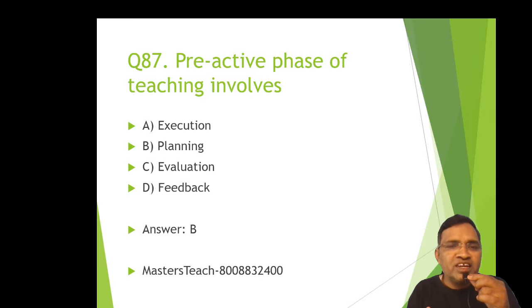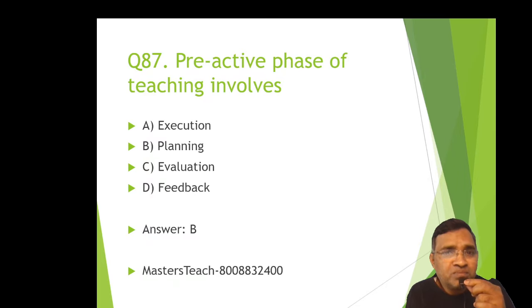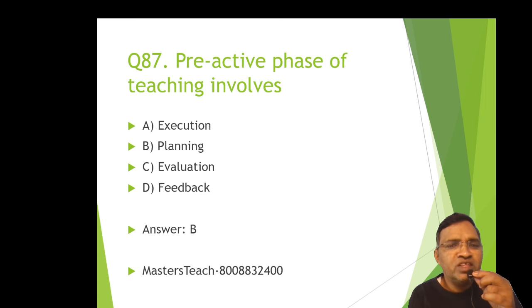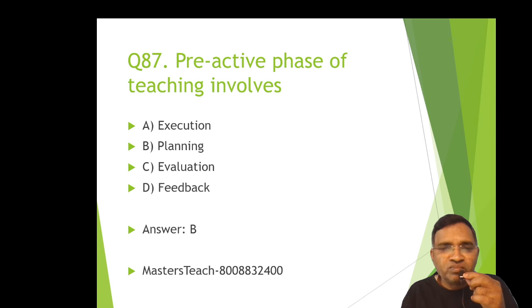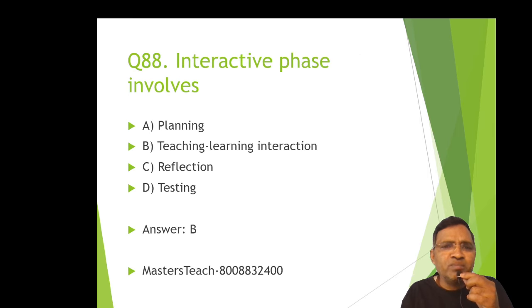Then 87. Pre-active phase of teaching involves: execution, planning, evaluation, feedback. The answer is planning, where you are going to plan, where you are going to make the TLM, where you are going to make the objectives. Everything is done in the pre-active phase of teaching. Then the answer is B, that is planning.